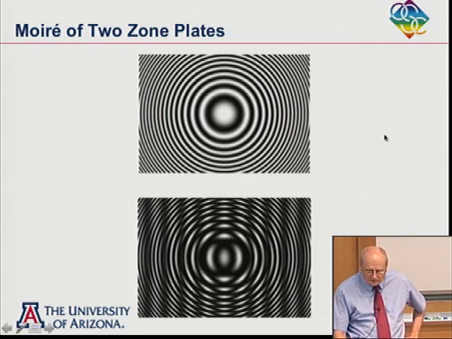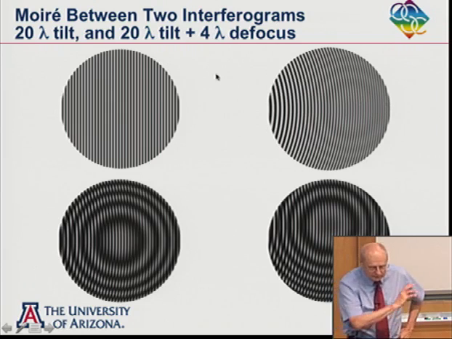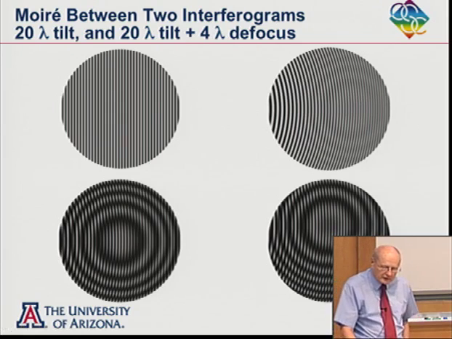Okay. Then I could go on here, and here I have what is tilt fringes. These are straight, equally spaced fringes. This is 20 fringes of tilt across the radius here. This is 20 fringes of tilt across the radius plus 4 waves of defocus. And I'm going to show this live in just a little bit. But if I find the moiré between here and here, I'm going to get a pattern like this.